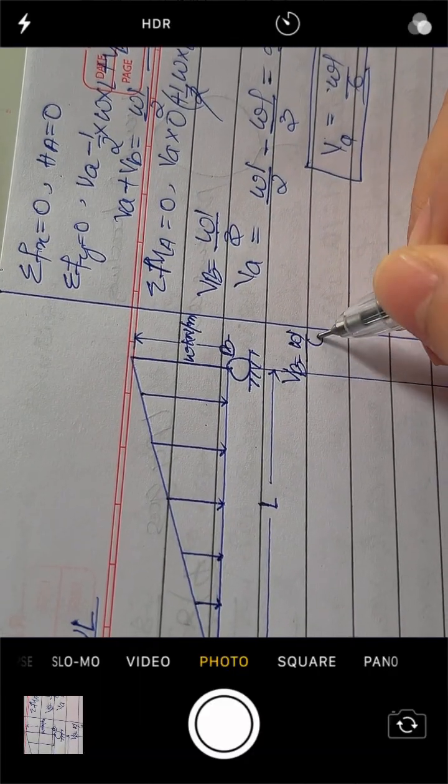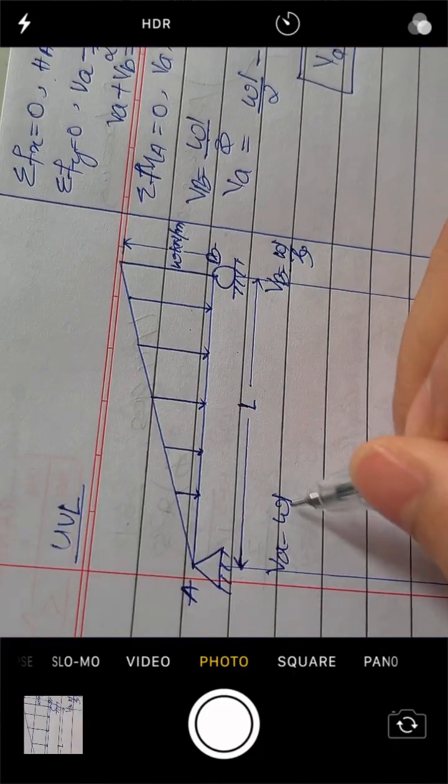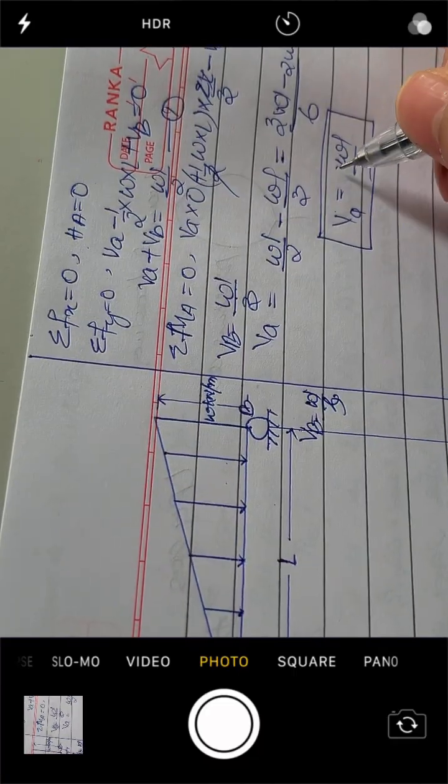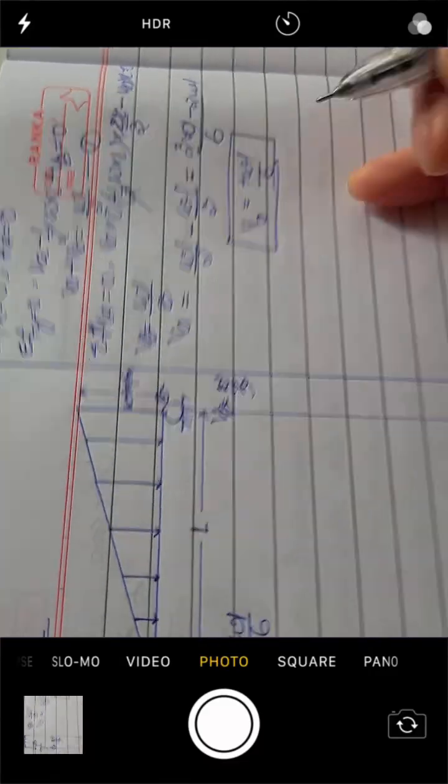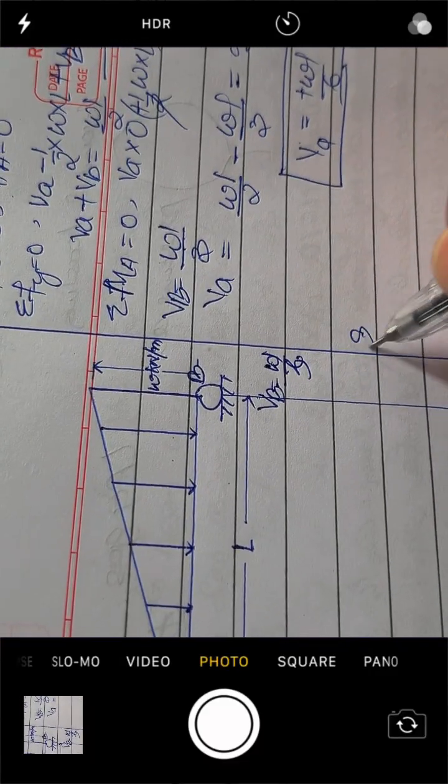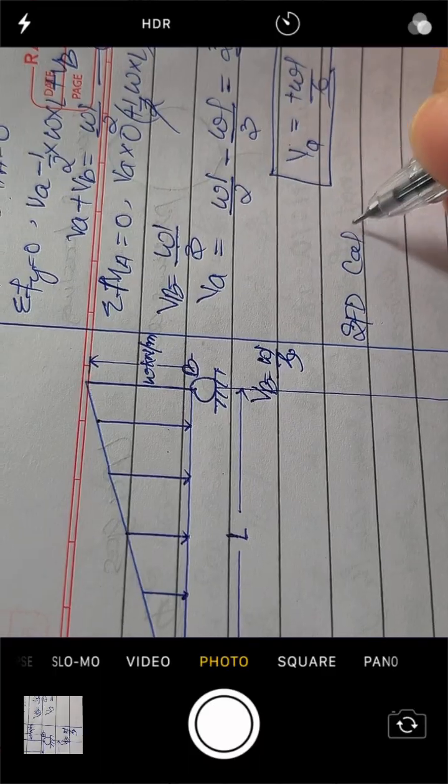So we have found out the values of VA and VB. VB is WL by 3. VA is WL by 6. It's not negative, it's positive. WL by 6.